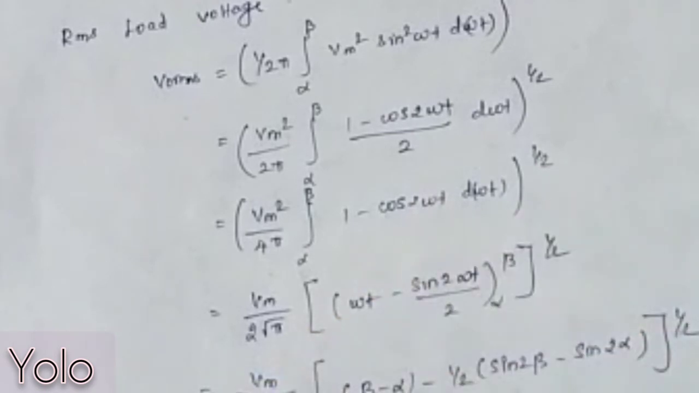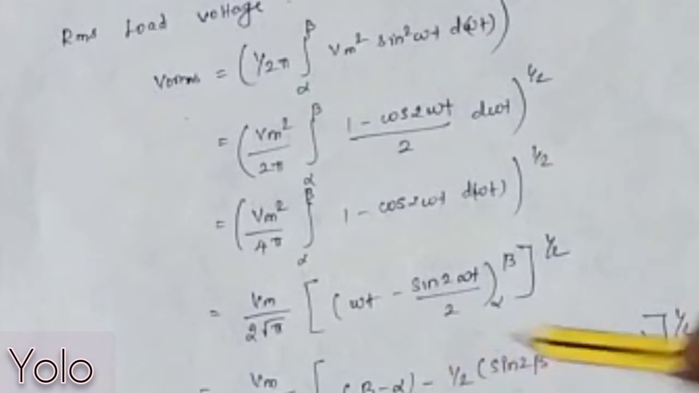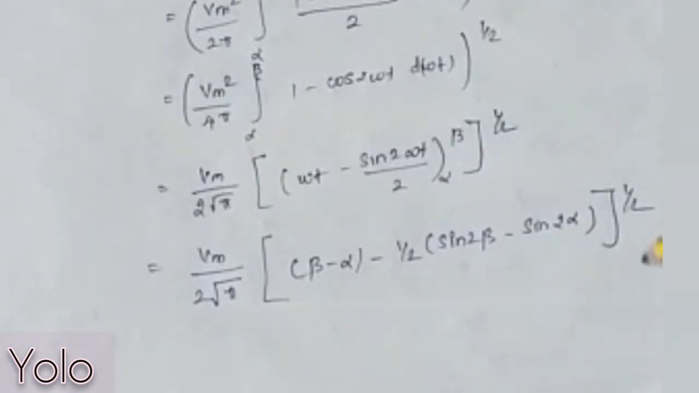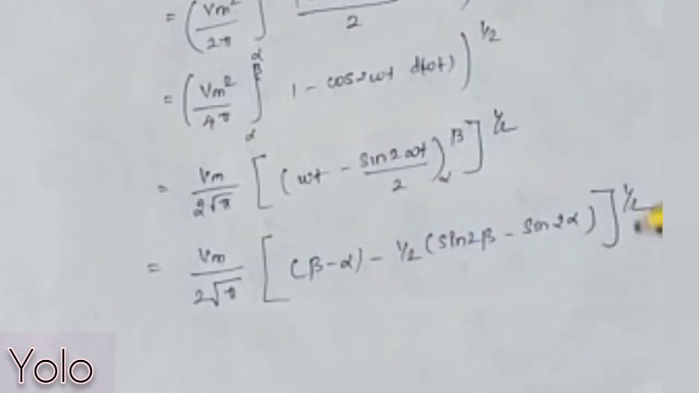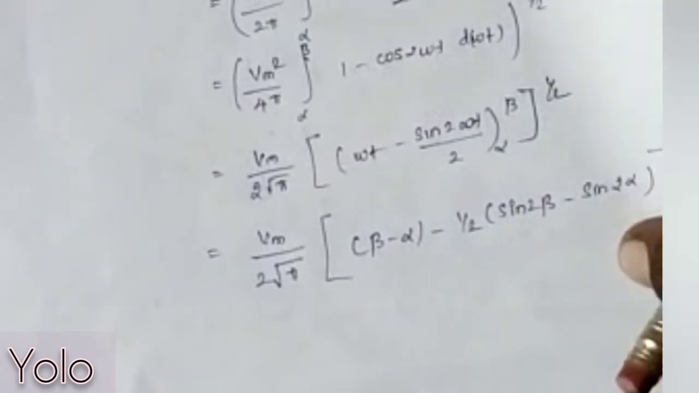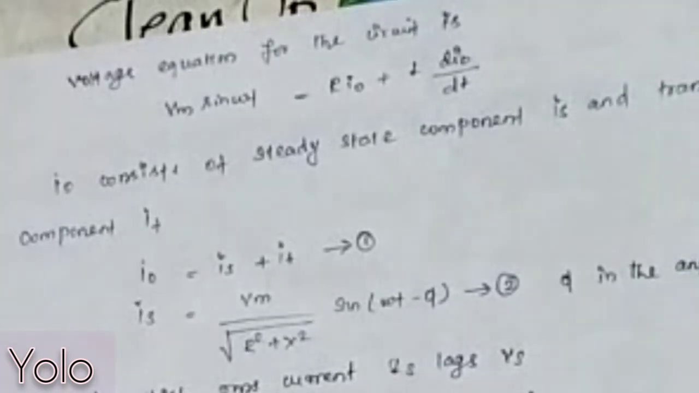Now we can take the root of Vm squared, equal to Vm, root of 1 by 4 pi, times the integration of 1 d omega t minus cos 2 omega t, which gives minus sin 2 omega t by 2, to the limit alpha to beta, to the power 1 by 2. That is, beta minus alpha minus 1 by 2 into sin 2 beta minus sin 2 alpha, to the power 1 by 2.